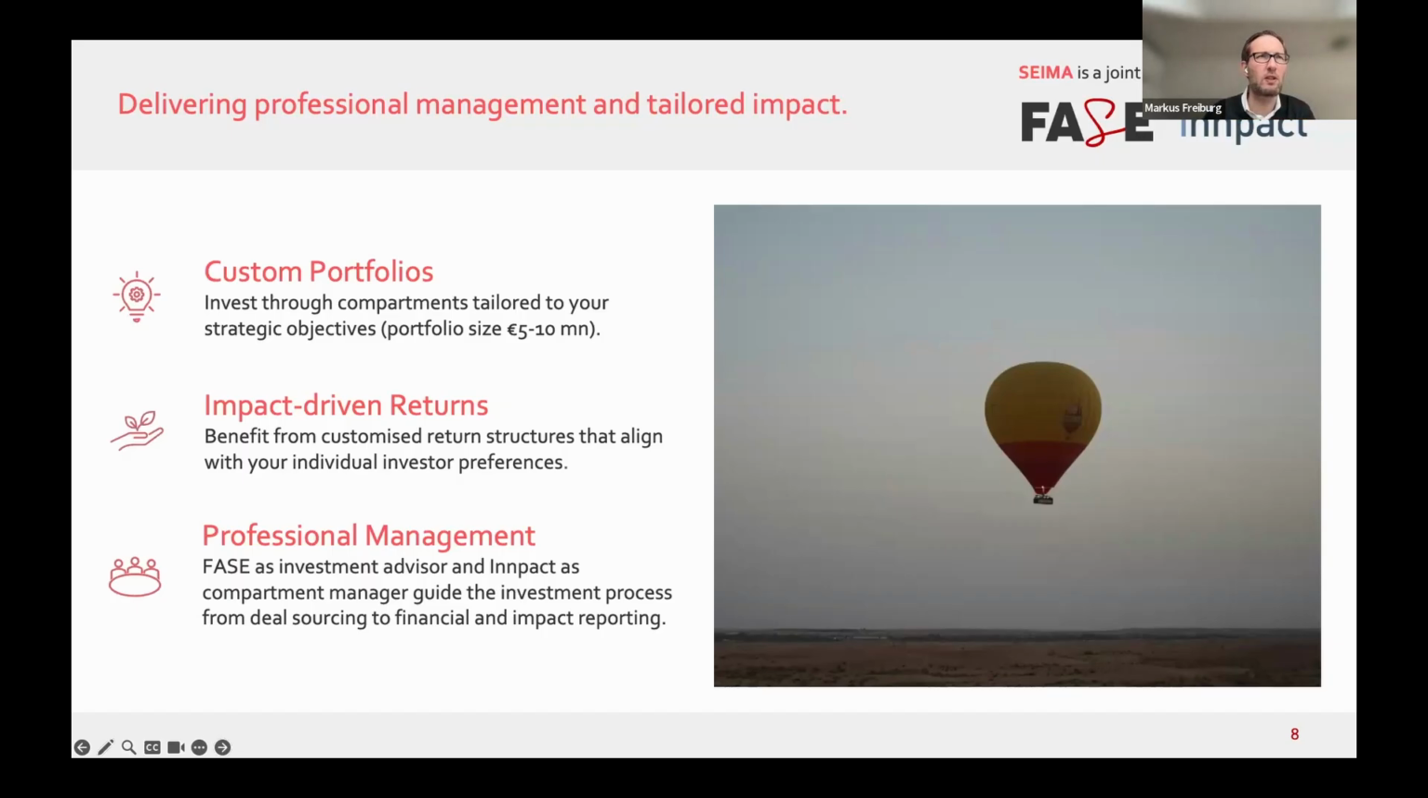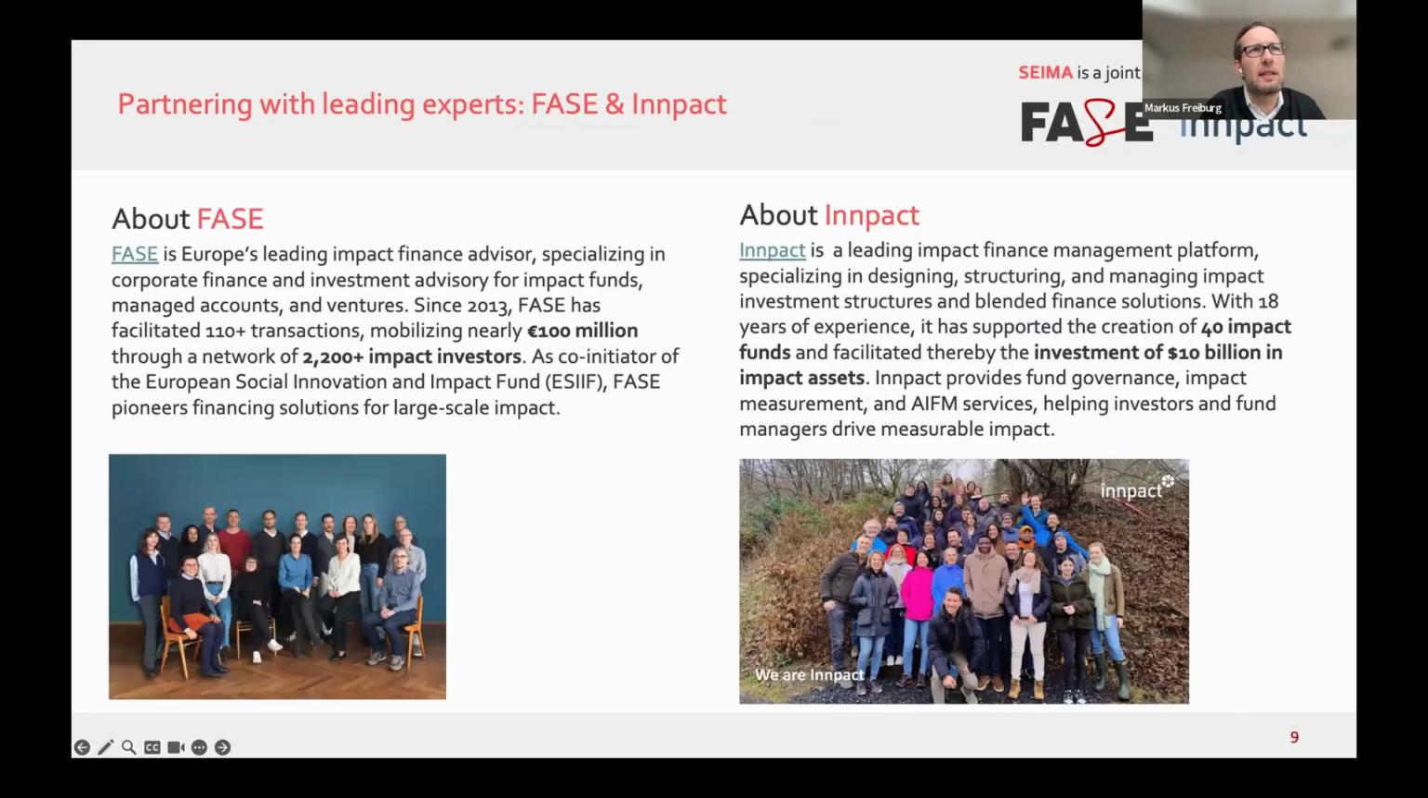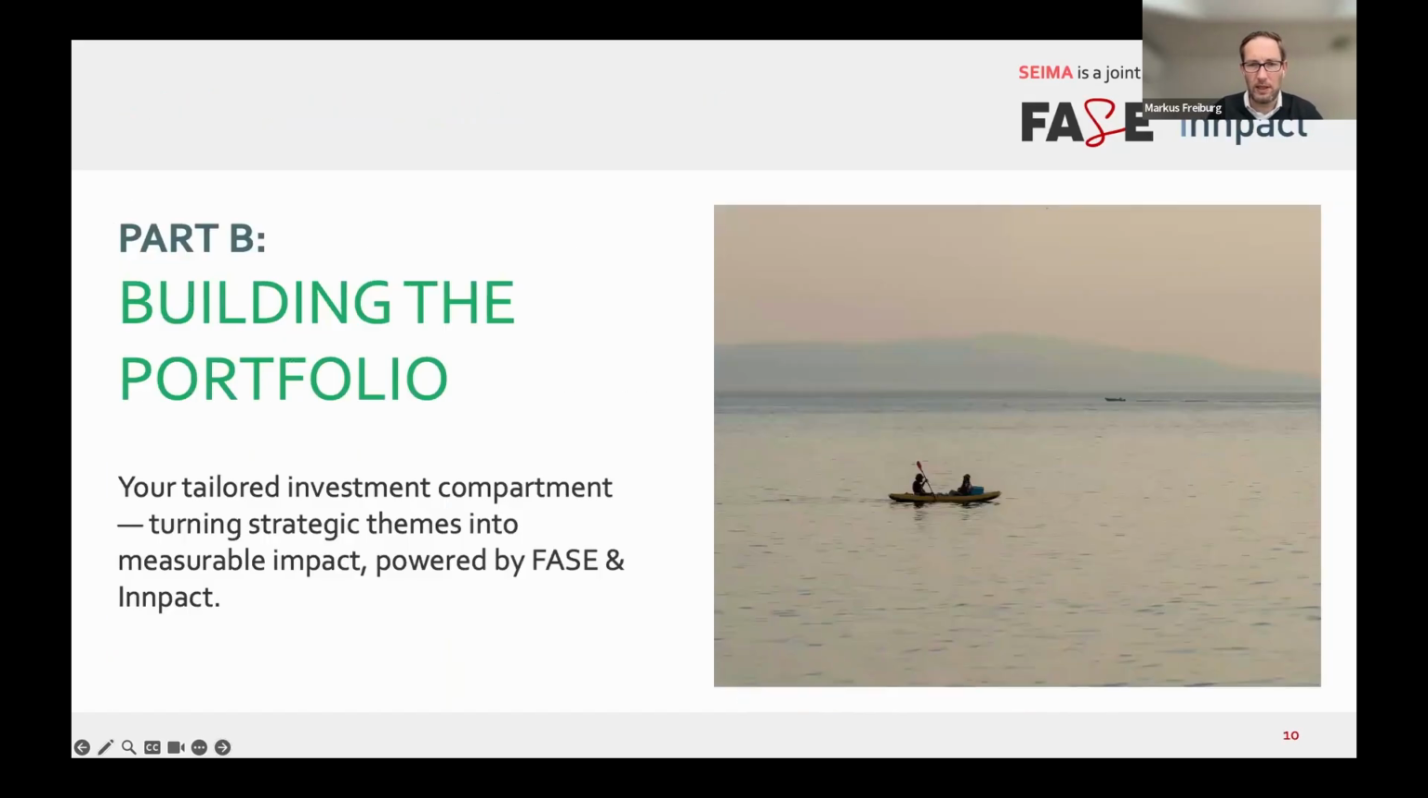And it also combines a professional management that we can bring as investment advisors, FASE, and Innpact as compartment manager. And I think it's also interesting to see that there are very experienced teams behind both organizations. I briefly mentioned already FASE, with more than 100 million that we brought into the sector, and also Innpact, who are managing more than 40 impact funds with overall investments of around 10 billion in impact investments. So quite substantial. That maybe as a brief background of what is needed and why it's needed.